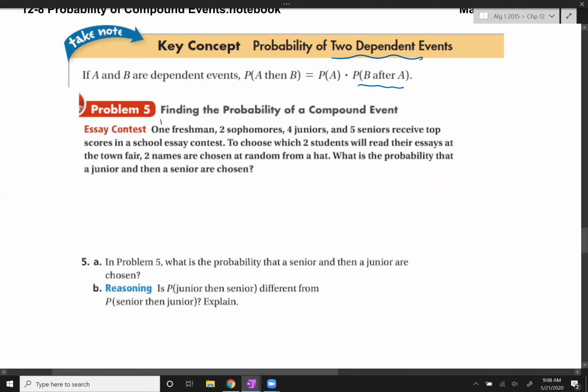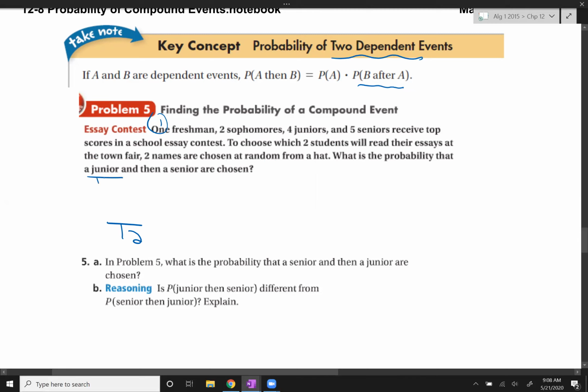All right, 1 freshman, 2 sophomores, 4 juniors, 5 seniors. Top scorers on the school essay contest. All right, how many are there, real quick? 12 to get started, good. To choose which 2 students will read their essays at the town fair, 2 names are chosen at random from a hat. What's the probability of that?